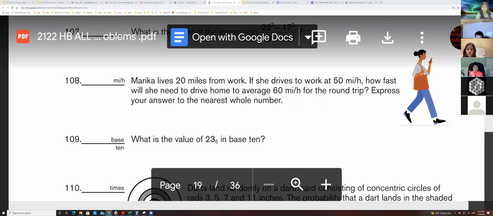So to find the average rate, you do distance divided by time, and we know that the average rate is 60. So the total distance would be 20 plus 20, which is 40, over 20 over 50 plus 20 over x, which is the rate for the drive back home, because we don't know that. And then you solve it, and you get 75 miles per hour.